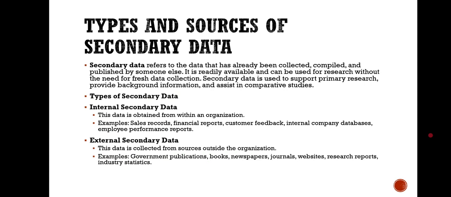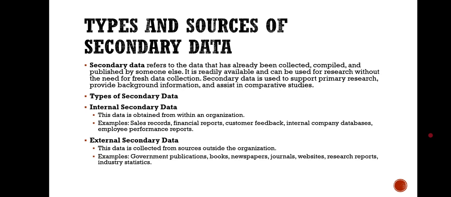As you can identify from the name, internal means the data that you collect from within the organization, not from outside the organization. And in case of external secondary data, this data is collected from sources outside the organization. For example, government publications, books, newspapers, journals, websites, research reports, industry statistics. All these kinds of data come under external secondary data.